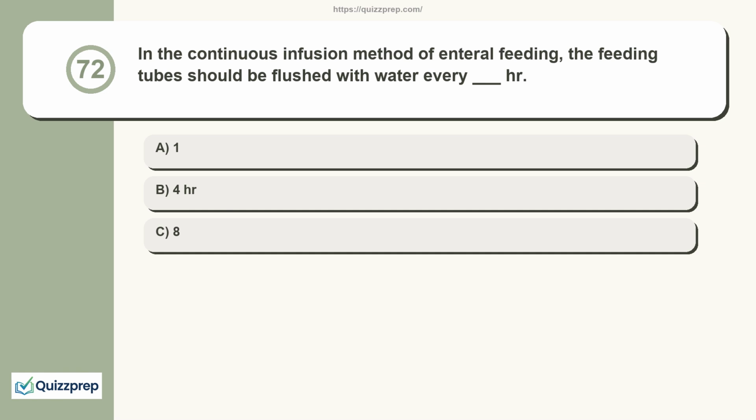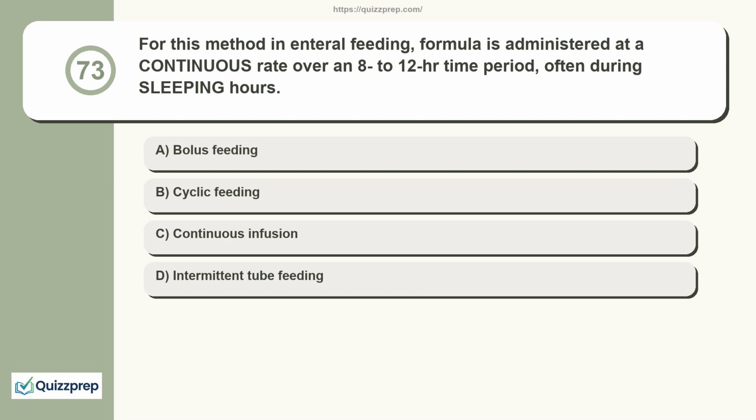Question 73. For this method in enteral feeding, formula is administered at a continuous rate over an 8 to 12 hour time period, often during sleeping hours. Bolus feeding, cyclic feeding, continuous infusion, intermittent tube feeding.